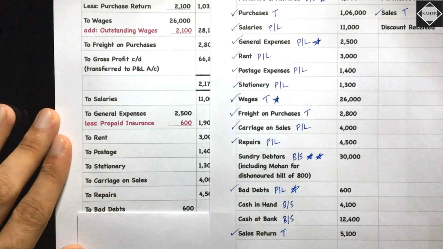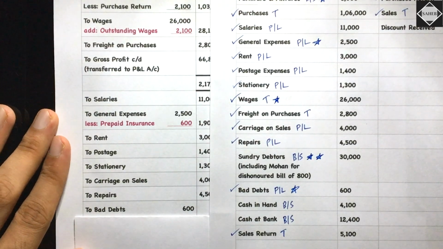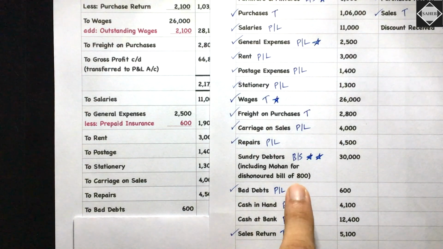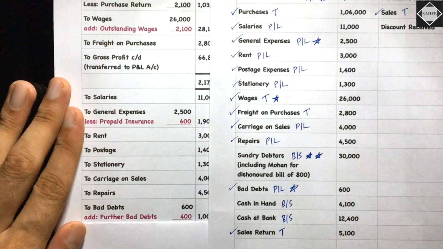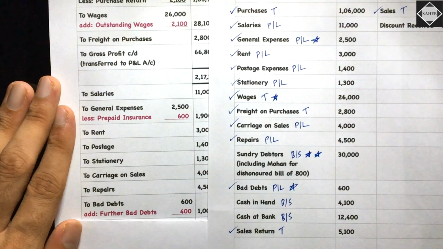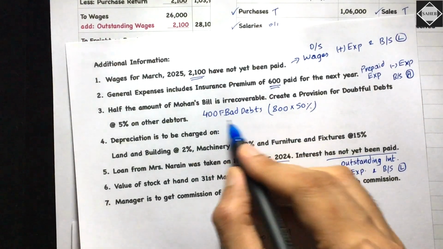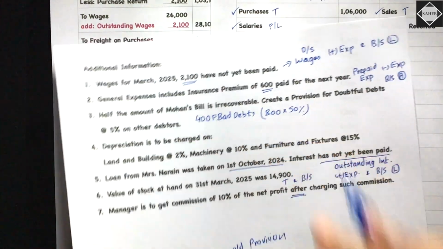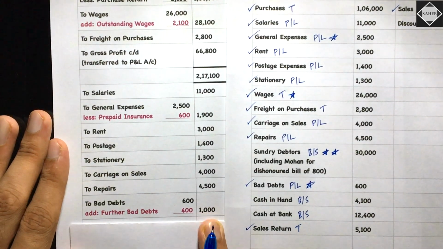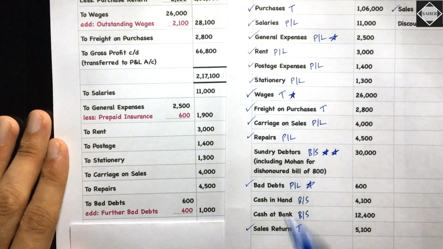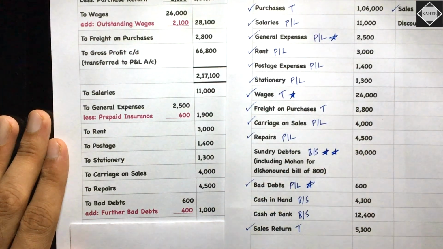See here, bad debts 600. Then the question said half of Mohan's bill will not be recovered. It is further bad debt. Yeah, 400. So that will get added over here. Add further bad debt. Is it clear? Mohan's bill, you know now, it's 400 further bad debt. So it will get added and 1,000 will be debited to P&L. Is it clear? Simple.